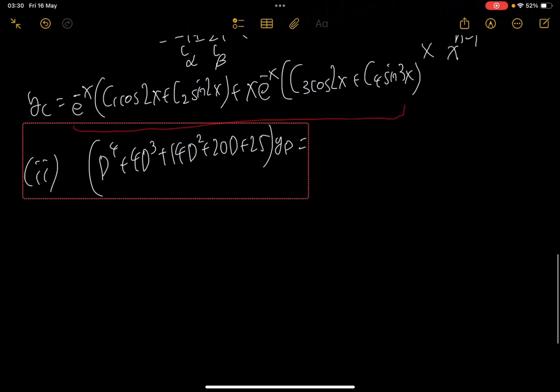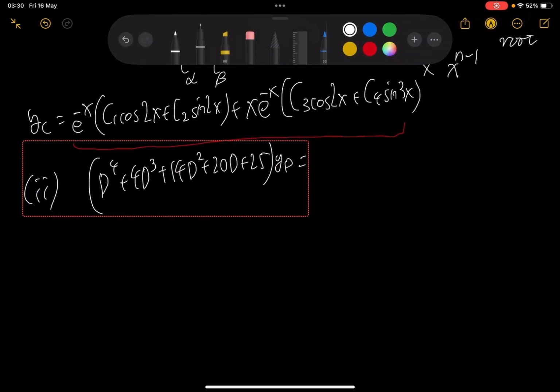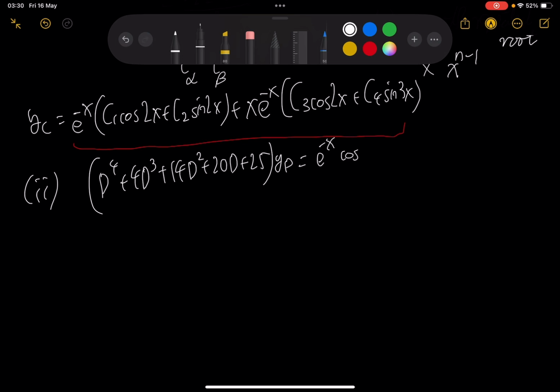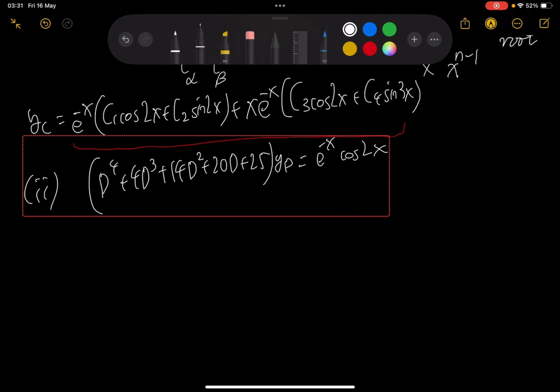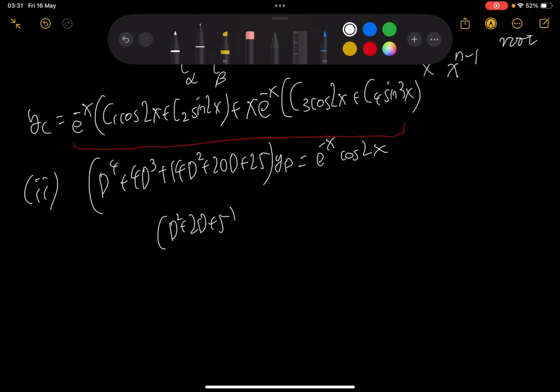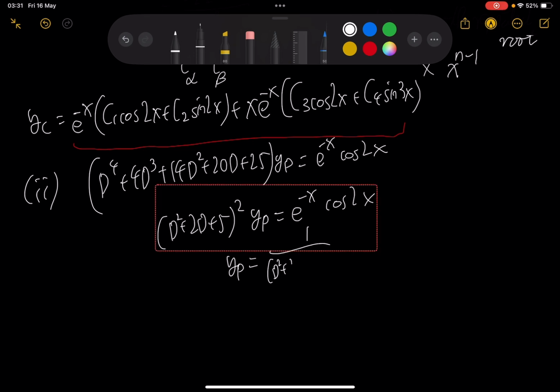We set this equal to e power of negative x cosine 2x. And then we already proved this is equal to D squared plus 2D plus 5, squared. Write this like that. And then we are going to divide by that on one side. You can get 1 over D squared plus 2D plus 5, squared, times e power of negative x times cosine 2x.